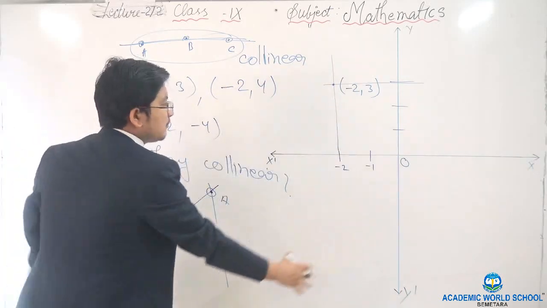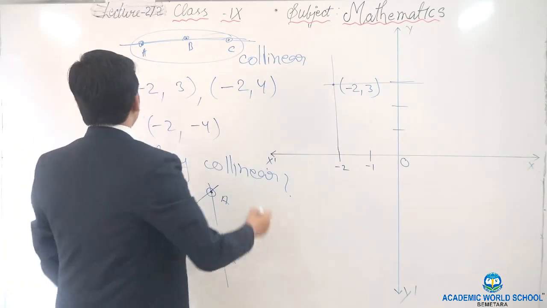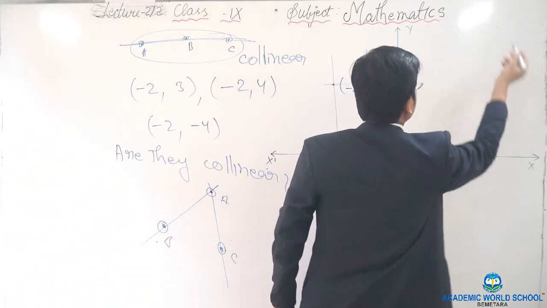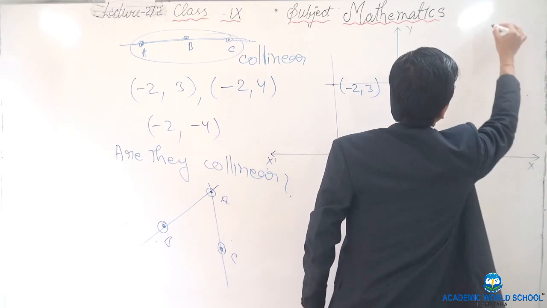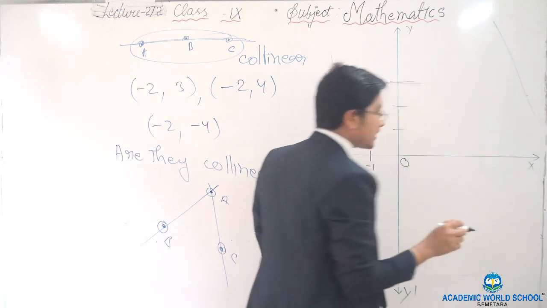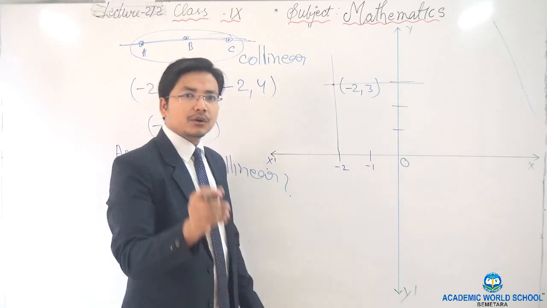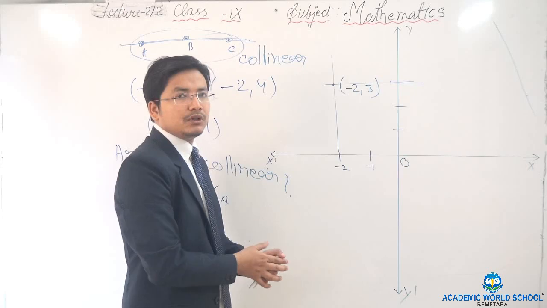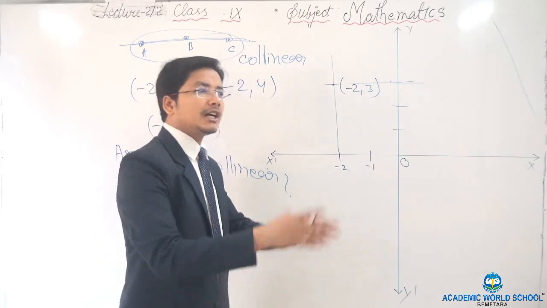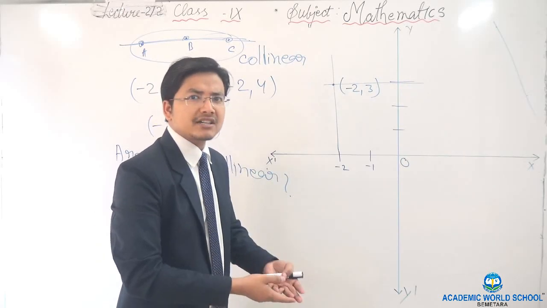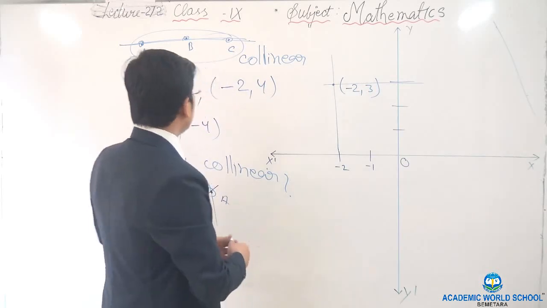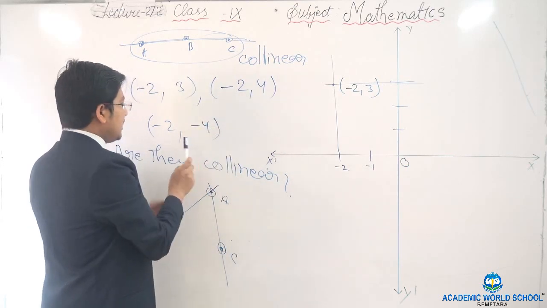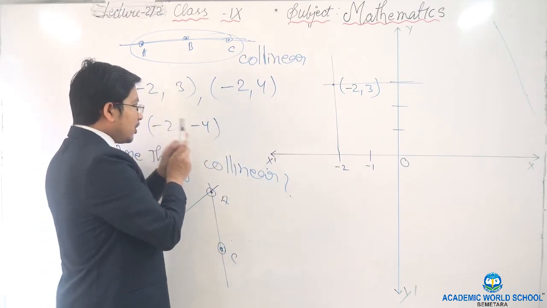2 points are always collinear. Let's say this board is a plane. I write 1 point here and 1 point here, anywhere, and I can join these 2 points. So collinearity is meaningful when you have more than 2 points: 3 points, 4 points, 5 points. Now what I have to do is check -2, 3; -2, 4; and -2, -4.